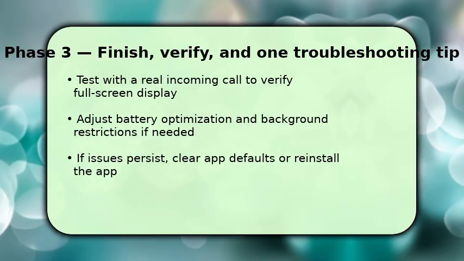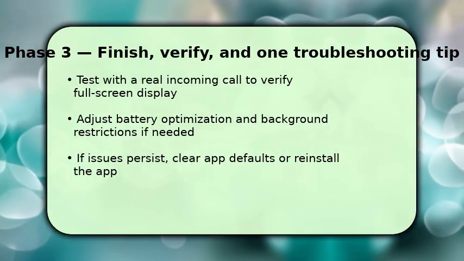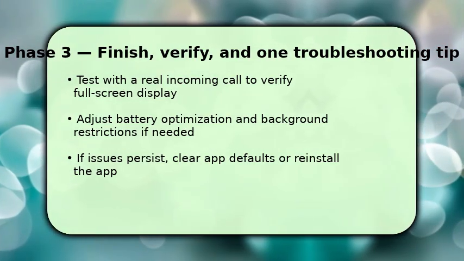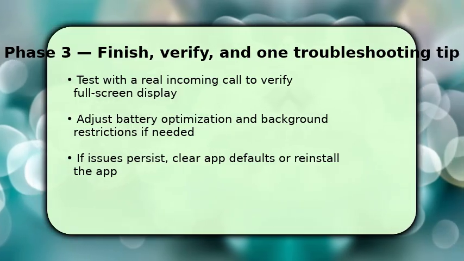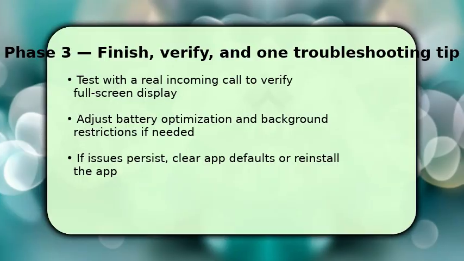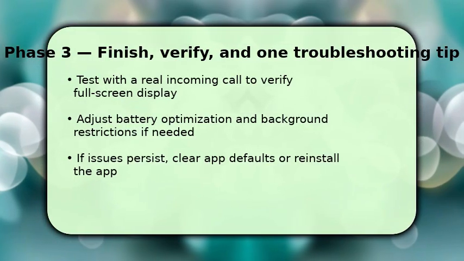If problems persist, clear app defaults, force stop, and reinstall the app. Sometimes a fresh install resets permission dialogues. One tip: reboot your phone after permissions to ensure changes take effect.